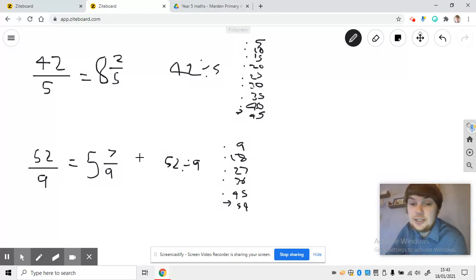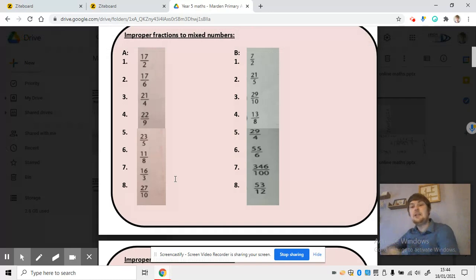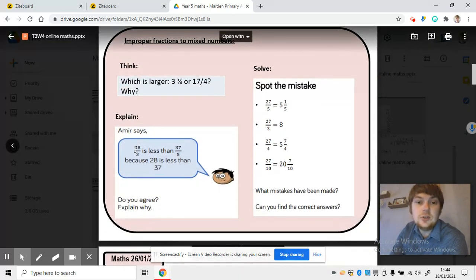So if you pause the video and had a go at those, hopefully you've got those two right. If you haven't, hopefully those 4 examples are making you feel confident. Because once you've seen this video and you're feeling happy, you can go on to either A's or B's, but in both you're converting the improper fractions into the mixed numbers. And when you've done that, you have your think and your solve and your explain as always.